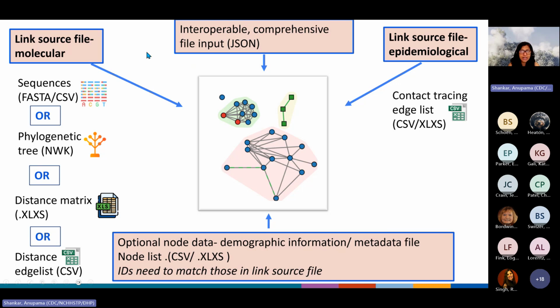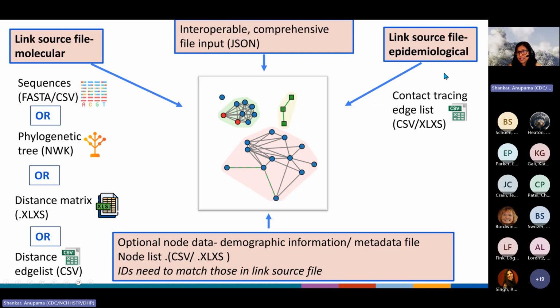You definitely need a link source file. That link source file can be either molecular, which means they could be sequences in a FASTA format, or they could be a phylogenetic tree, or a distance matrix, which is essentially distance relationships between those sequences in the form of a matrix, or in the form of an edge list, which is essentially a source column, a target column, which would be sequence A, sequence B, and then the distance in the third column. So if you have molecular data, then you need one of these.